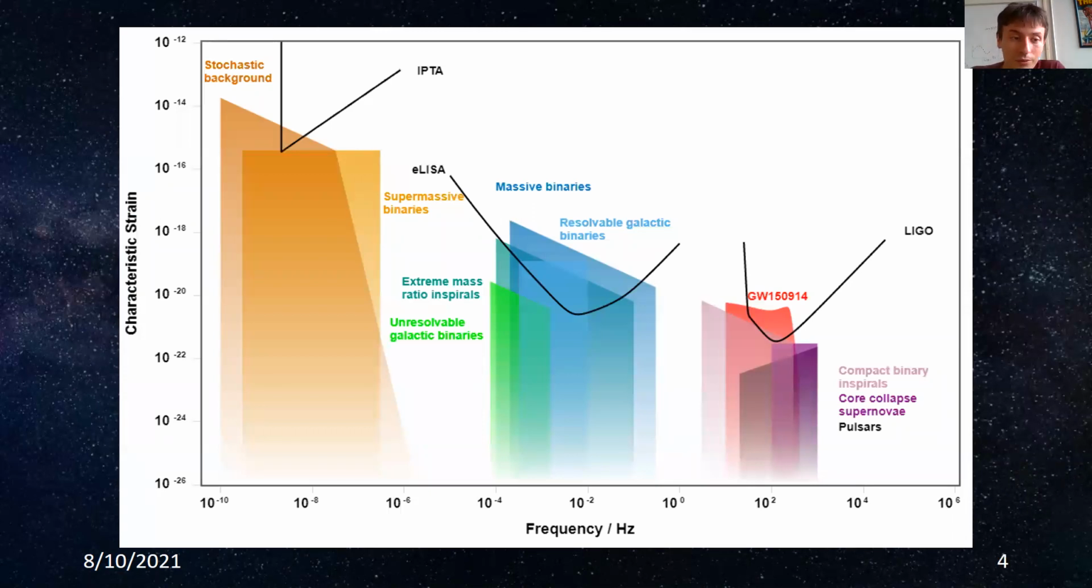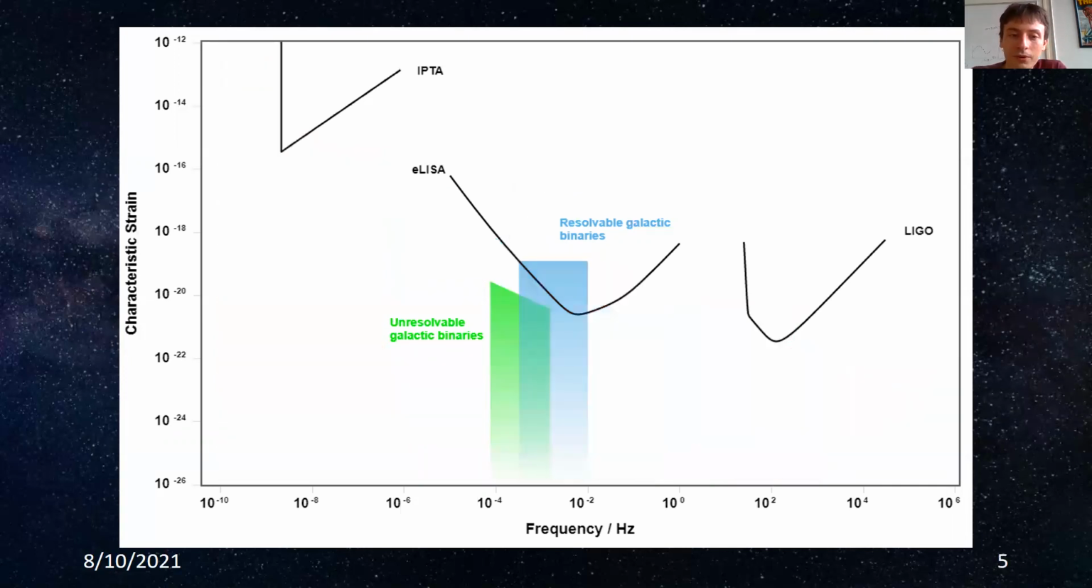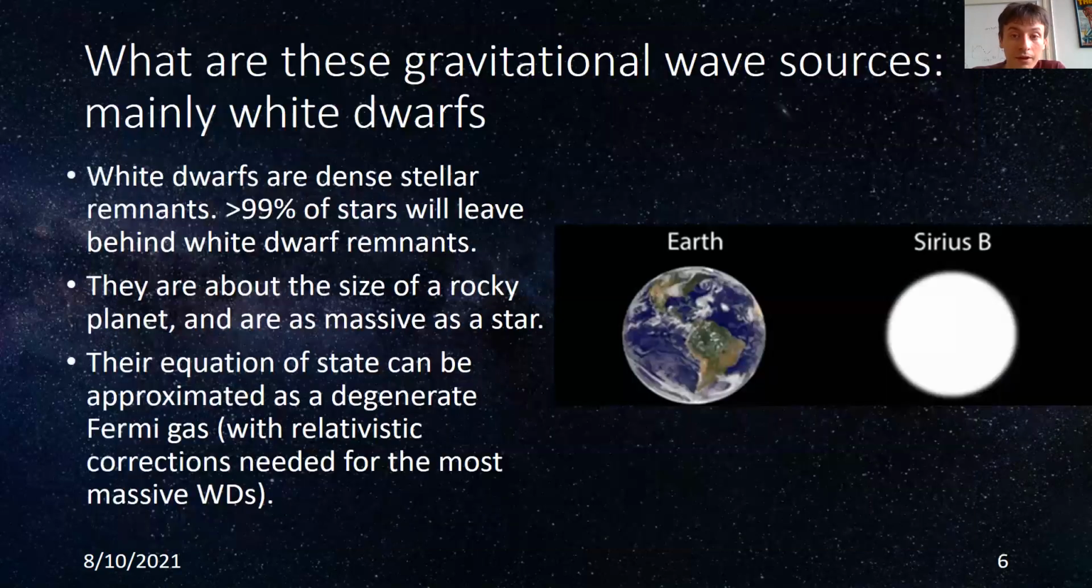But I just want to show the generic characteristic strain versus frequency sensitivity diagram for various forms of detectors. And I just want to emphasize, you can see that those black curves, which are the sensitivity curves, don't overlap for LISA and LIGO. And so what I'm going to be focusing on for the remainder of the talk in particular are these resolvable and unresolvable galactic binaries. So what are these gravitational wave sources?